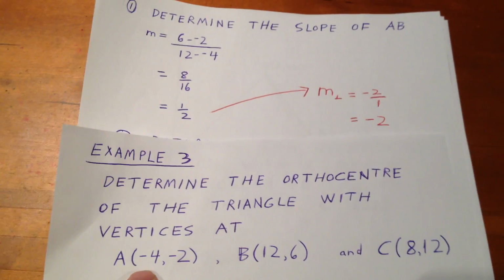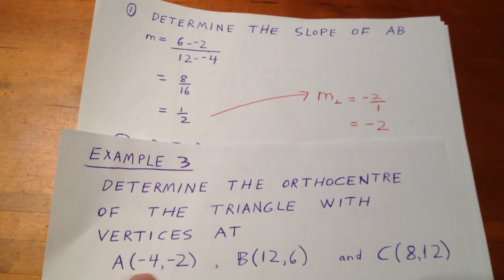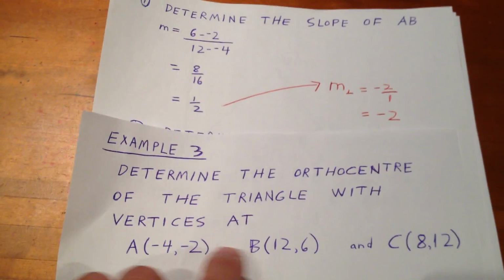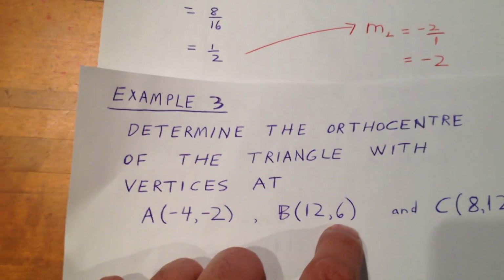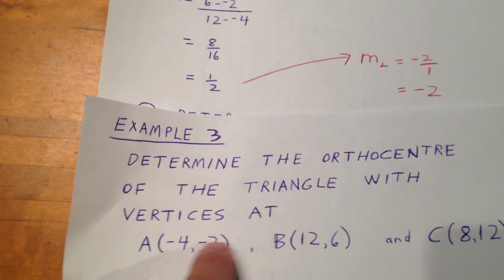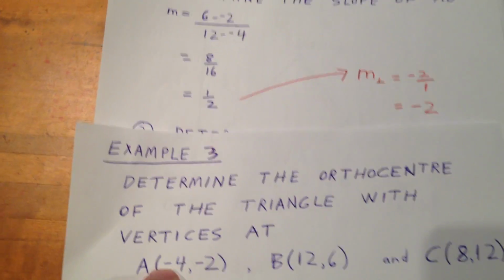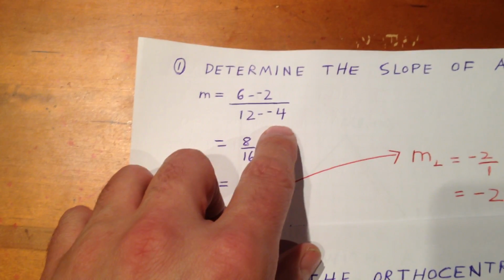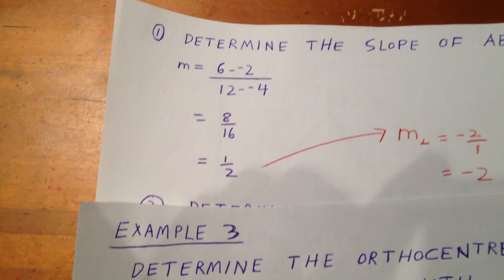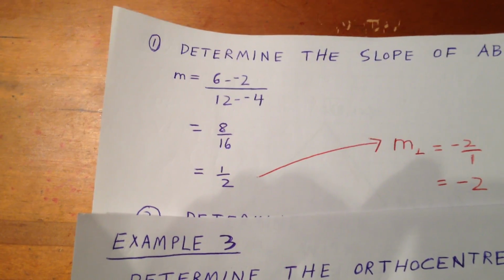Well, if we let the coordinates of A be x1 and y1 and the coordinates of B be x2 and y2, then the slope is y2 minus y1 over x2 minus x1, which is 6 minus -2 over 12 minus -4. So the slope of AB is 8 over 16, which is 1 over 2.